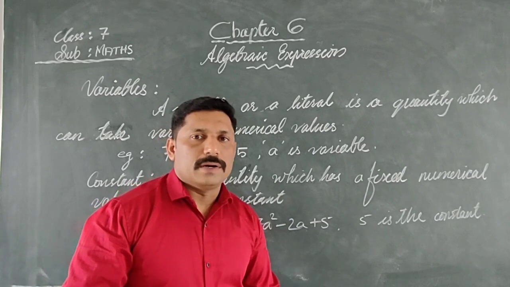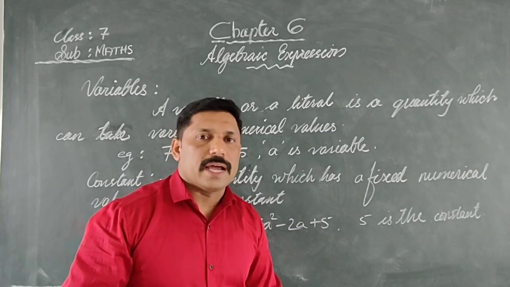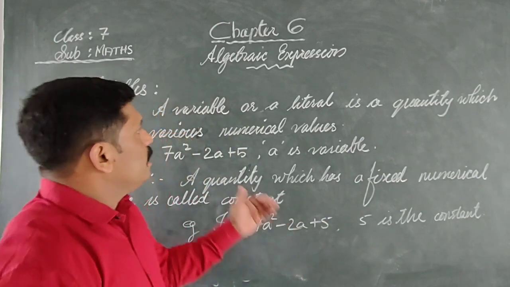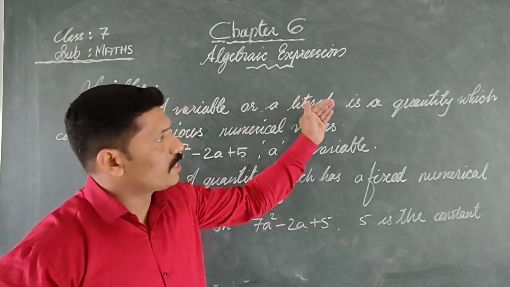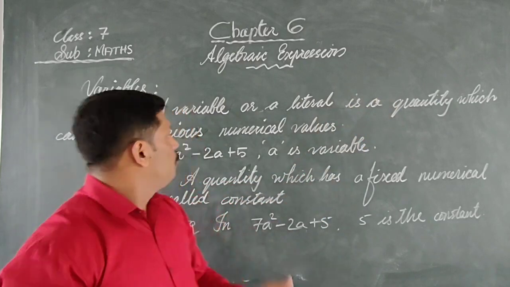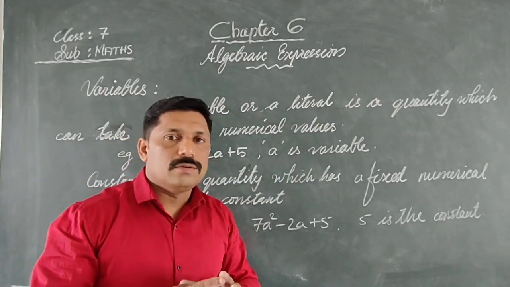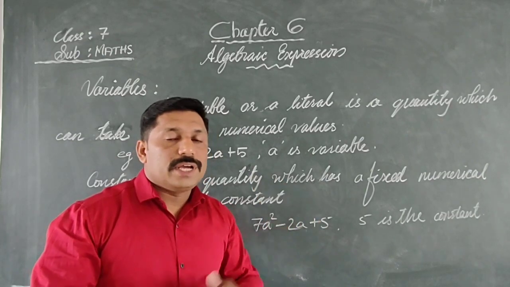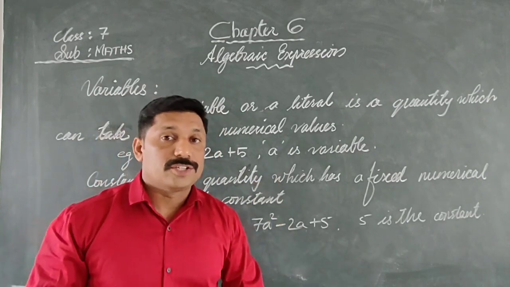What is a variable? Now we are going to study some terms relating to algebraic expressions. First one, variable. A variable is also called a literal, which means letter, something related to letters. It's a quantity which can take various numerical values. That means its values are not fixed. The quantity that can take any numerical value is called a variable or literal.